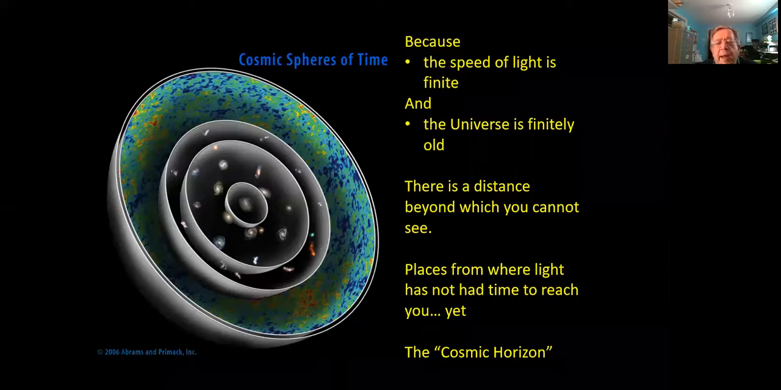Now, here we're going to try and get to the answer of the question that I came up with: is the universe infinite? Because the speed of light is finite, we know that, we've measured it very precisely, and we know that the universe is finitely old. The Big Bang happened 13.8 billion years ago. There is a distance beyond which you cannot see, your cosmic horizon. This is places in the universe where the light has not had time yet to reach you, given the amount of space that it has to cross to get to you.